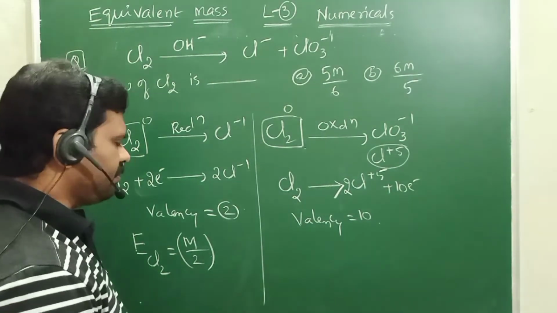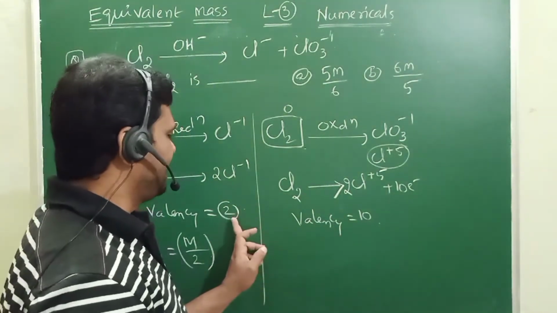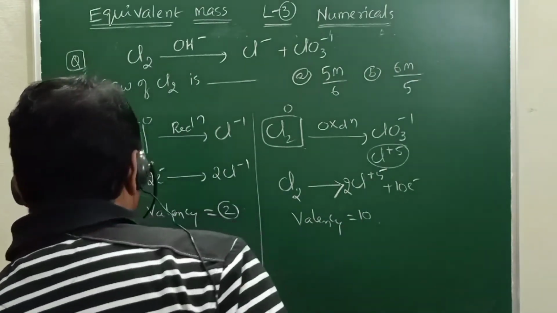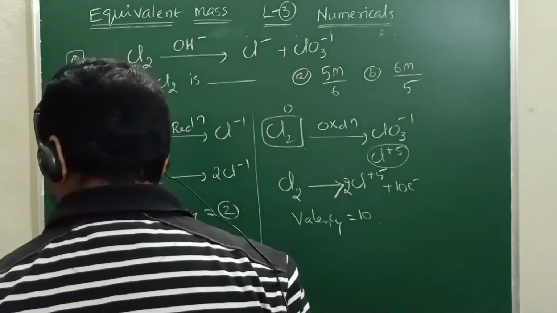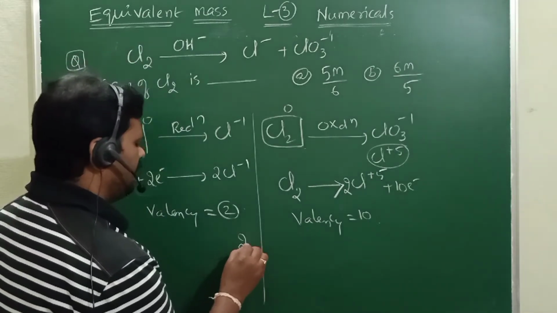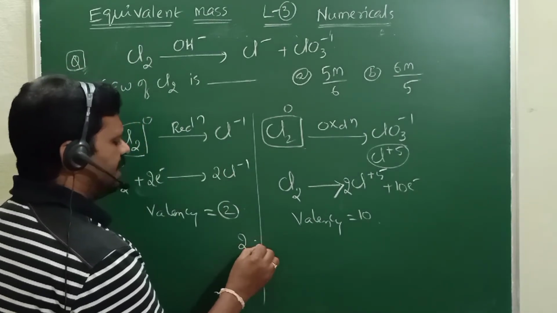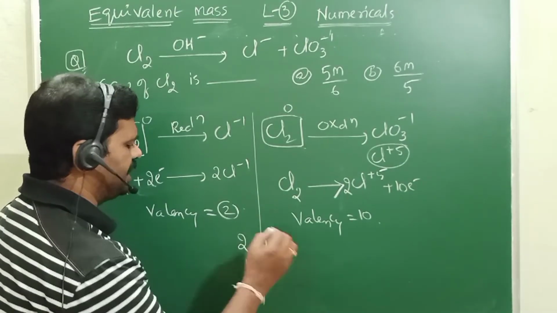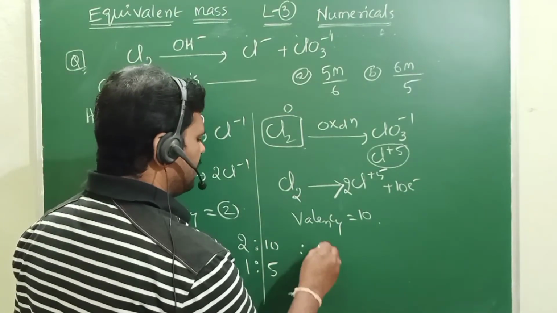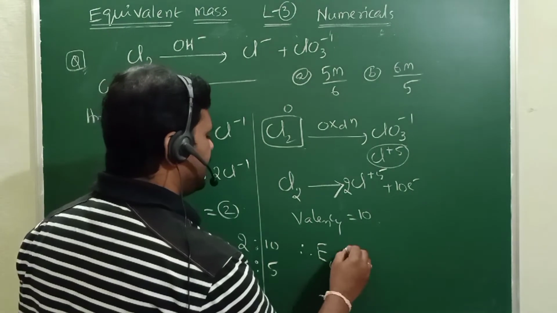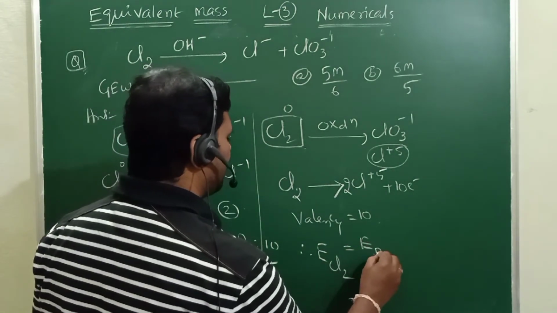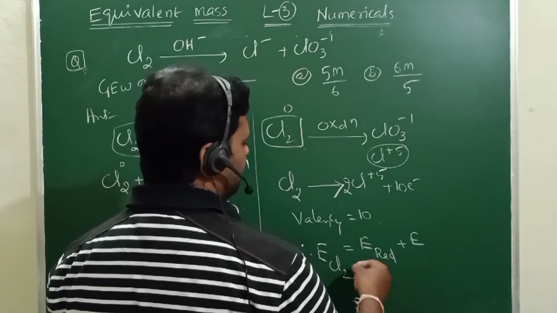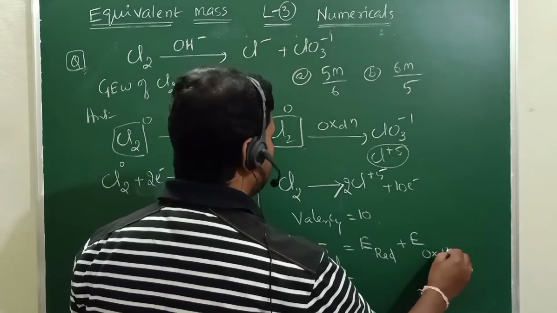Now, beta, here we are getting 2 and 10. Just a small thing I am removing: we can take the ratio. Left side in reduction is 2 and the right side in oxidation is 10. We can take the ratio as 1:5. Therefore, E of chlorine is equal to E of chlorine in the reduction process plus the equivalent weight of the chlorine in the oxidation process.